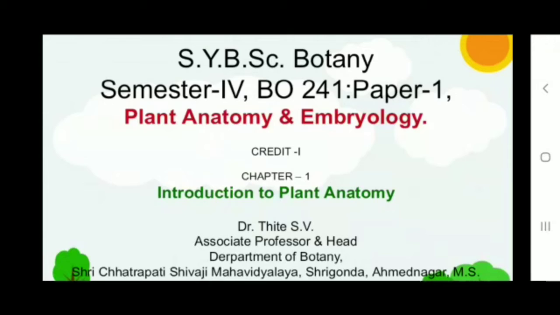The serious study of anatomy actually started with the invention of the microscope in the second half of the 16th century. Some of the following are histological works in plant anatomy.